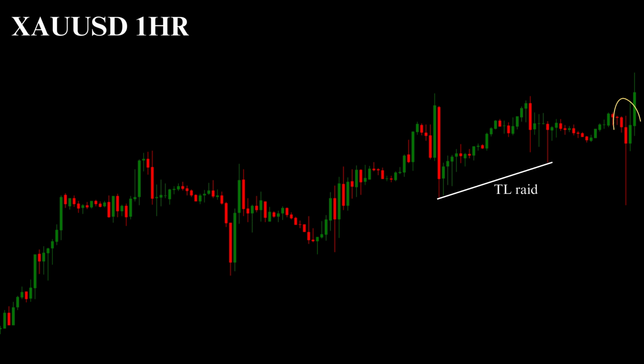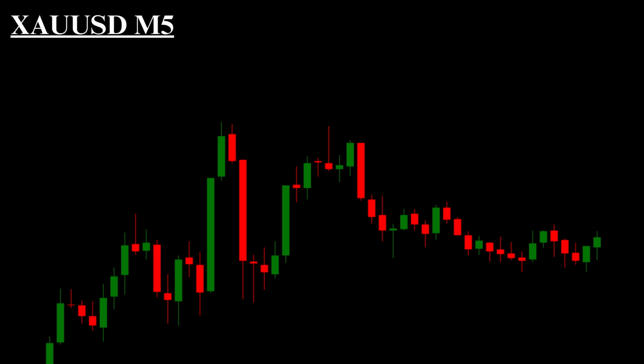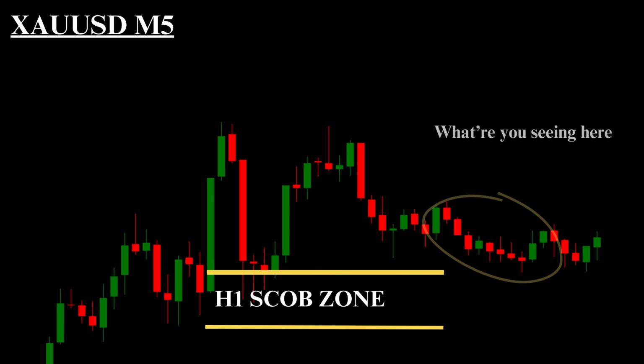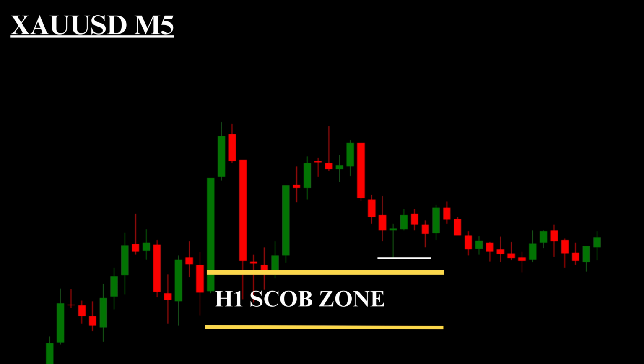Always wait for single candle order block whenever liquidity is grabbed or whenever order block is retested before scaling down to M5 timeline for a confirmation. So this is M5 timeline for entry confirmation. Here, this zone is H1 single candle order block area. So what are you seeing around this area? Well, upon retest of H1 single candle order block, this low was swept by this candle. This level is change of character, so we buy here after this single candle order block.